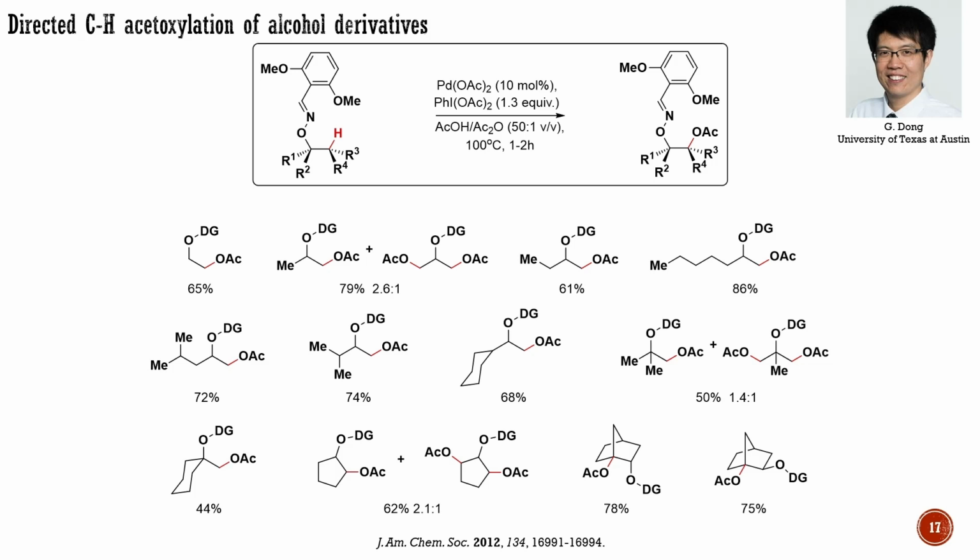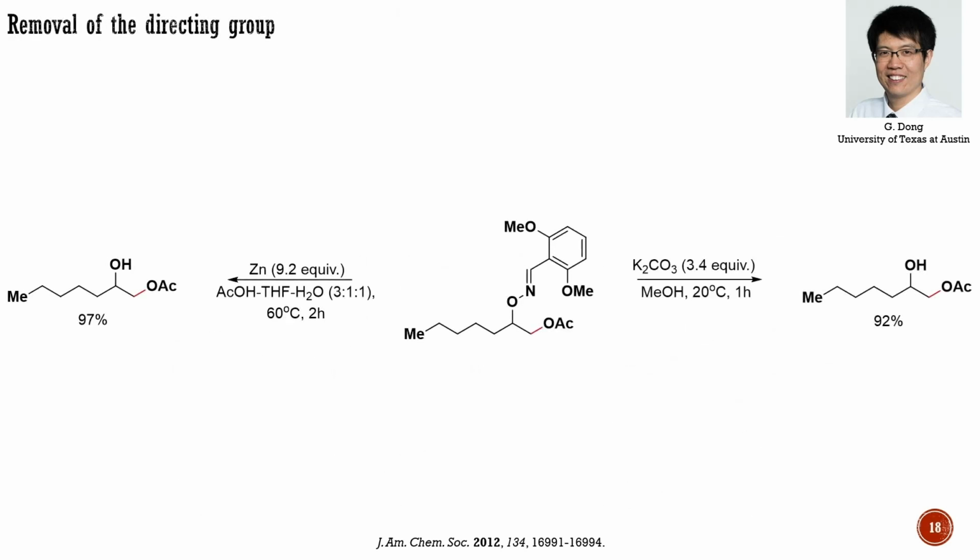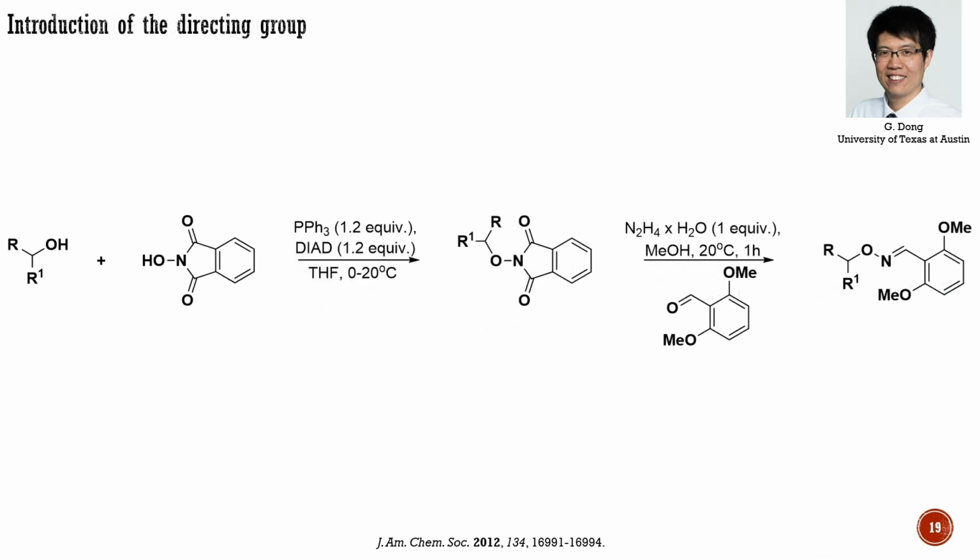As one can see, the reaction operates on both acyclic and cyclic alcohol derivatives. Furthermore, they have demonstrated that the directing group can be selectively removed under two different conditions, including basic hydrolysis and zinc-mediated reduction. Under these conditions, the newly introduced functional group remains intact. In this case, the introduction of the directing group was easier and took two steps. First, they substituted the hydroxyl group of the alcohol with N-hydroxyphthalimide, followed by deprotection of the amino group and the formation of a Schiff base with an aldehyde.